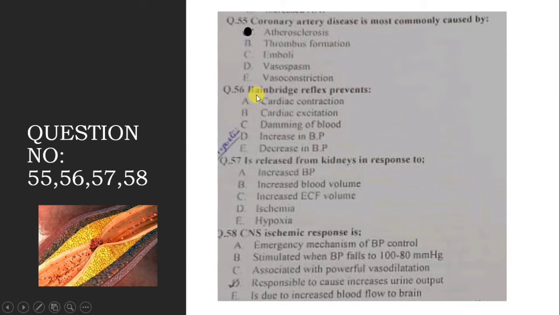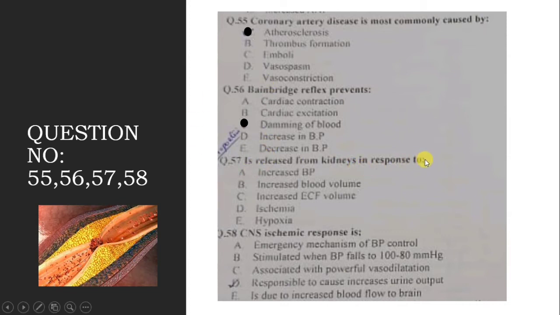The Bainbridge reflex prevents cardiac contraction, cardiac excitation, damming of the blood, increase BP, or decrease BP. The Bainbridge reflex is basically also a subtype of the baroreceptor reflex. When there is an increase in the volume of the blood or congestion of the blood in the arteries or in the heart, this will lead to an increase in the heart rate. The increase in the heart rate causes a decrease in the damming of the blood, or the accumulation of the blood in the systemic circuit. So blood will move more. So the Bainbridge reflex prevents damming of blood.